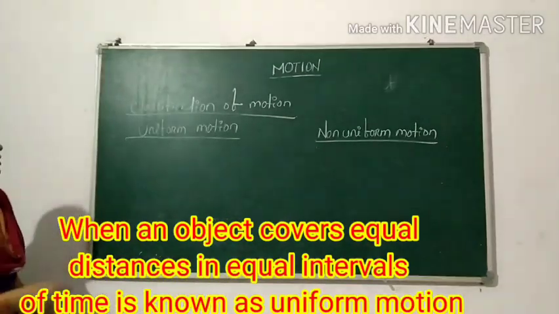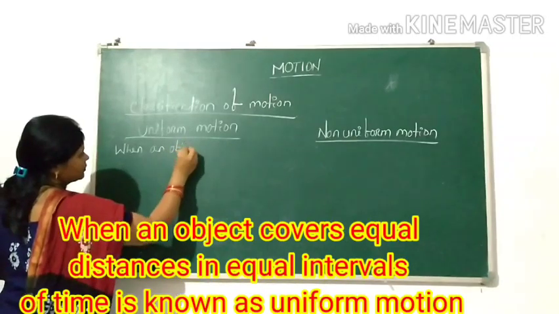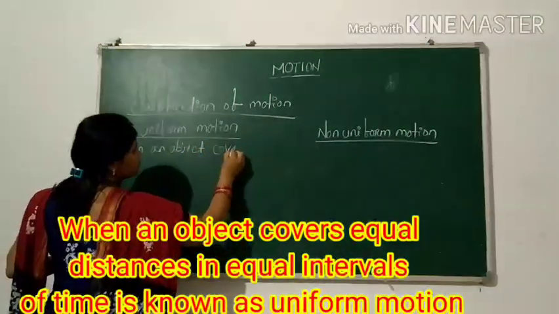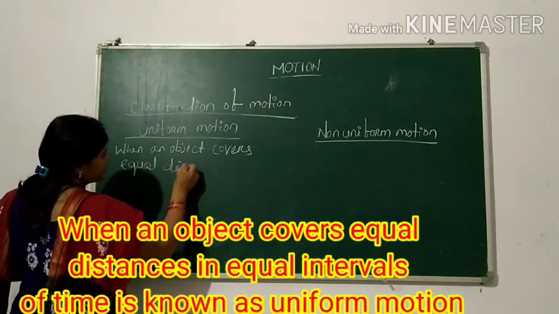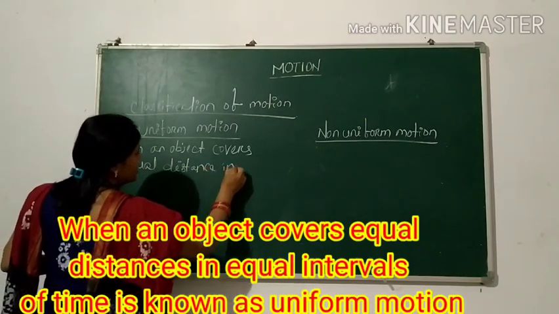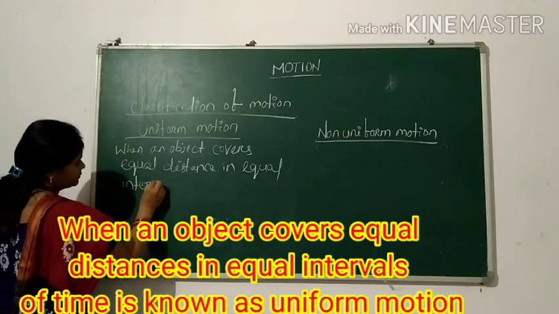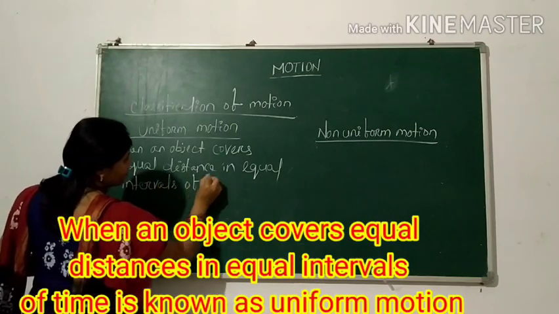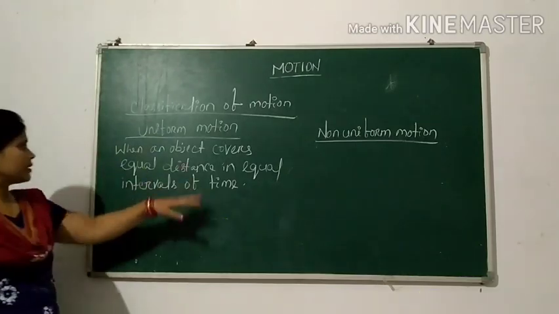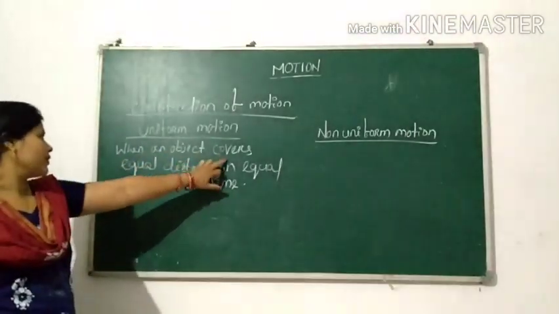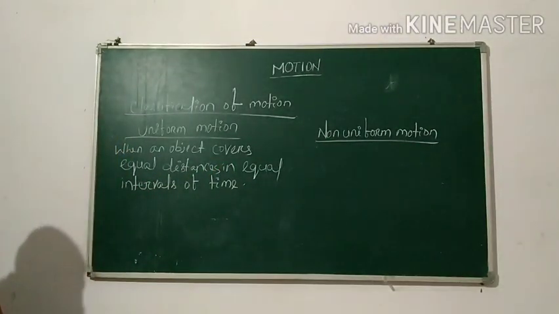Uniform motion means when an object covers equal distances in equal intervals of time. Try to understand the definition. When an object covers equal distances in equal intervals of time.